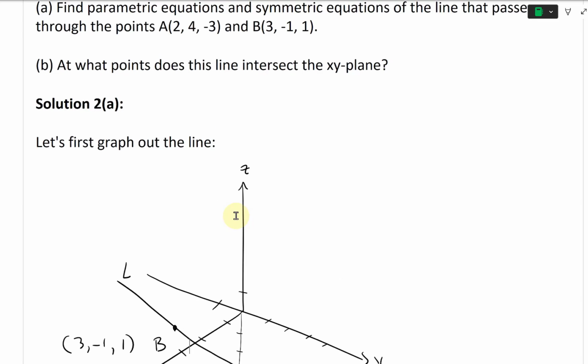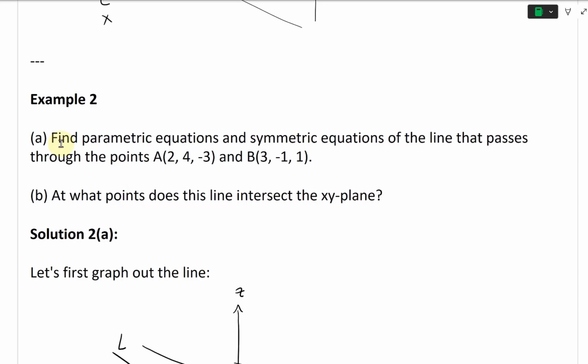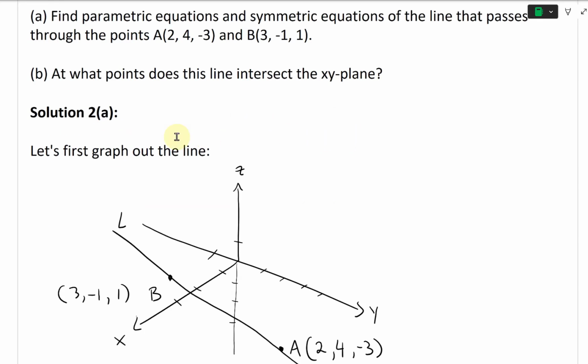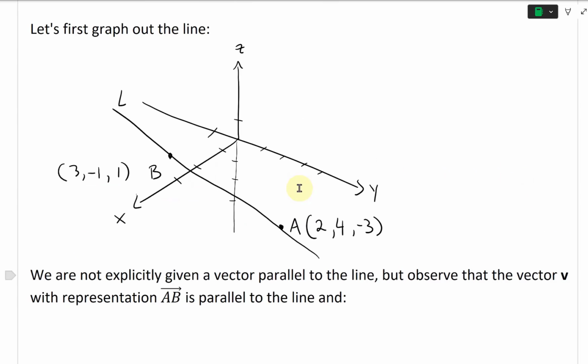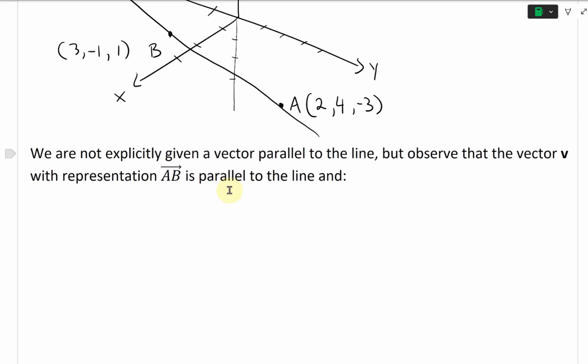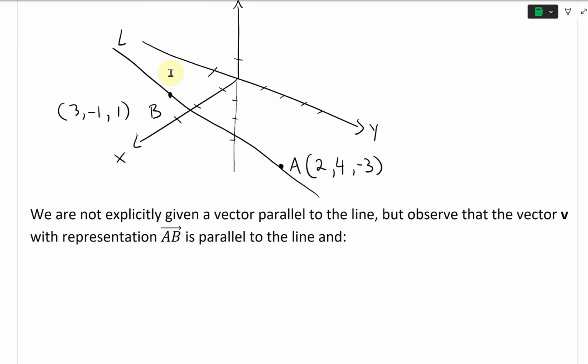So now let's go further. We're asked to find parametric equations and symmetric equations of this line that passes through these 2 points. We're not explicitly given a vector parallel to the line, but observe that the vector v with the representation AB, from A to B, is parallel to this line. This is the vector, yeah, so it's parallel to this line right here.